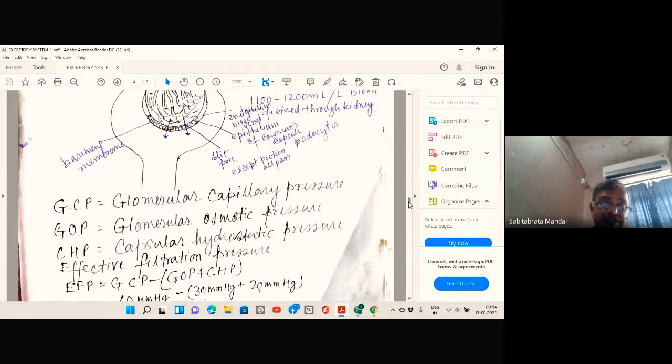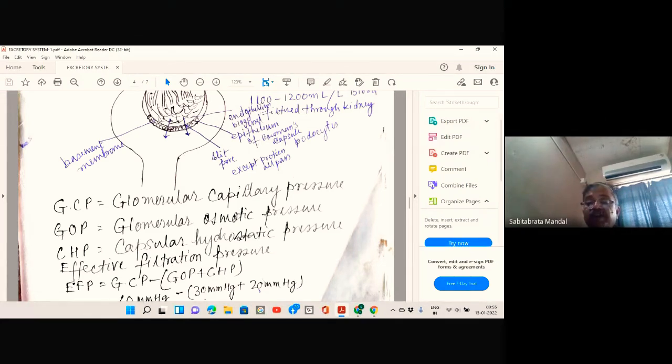Glomerular capillary pressure means how much pressure is there in the capillary. Now, glomerular osmotic pressure: the substances which are present in the blood, how much osmotic pressure they are creating. The next is capsular hydrostatic pressure. The water which is present here is also exerting one pressure. So that is known as the capsular hydrostatic pressure. Now let us learn about the effective filtration pressure. Effective filtration pressure means the pressure with which the whole filtration process takes place.